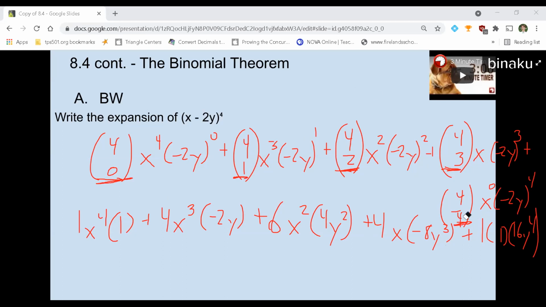Which, if you check your Pascal's triangle, which is the other way to do this problem, this is the 0 row of Pascal's triangle, first row, second row, third row, and then our 4th row, the one we want, is 1, 4, 6, 4, 1.